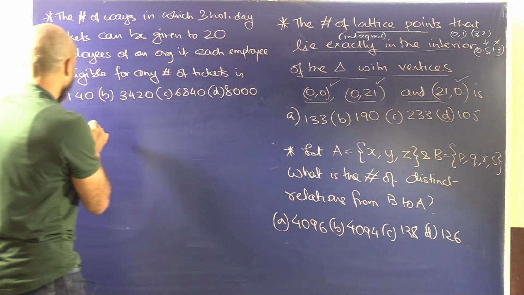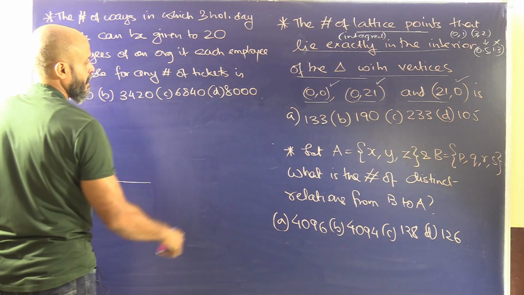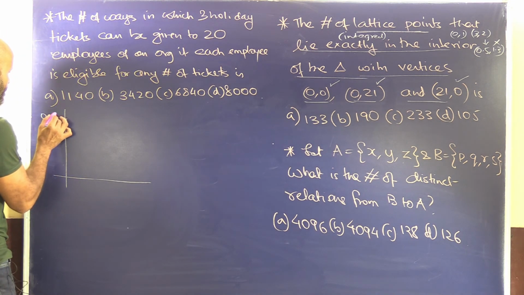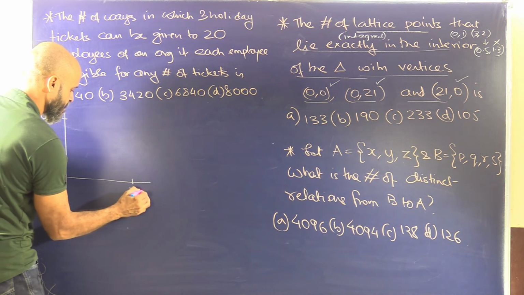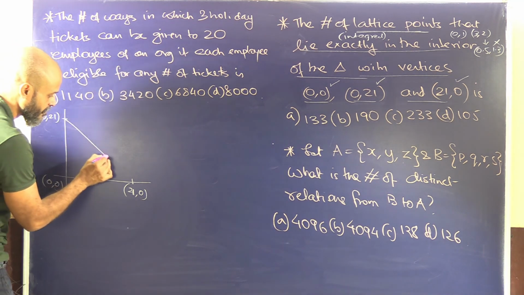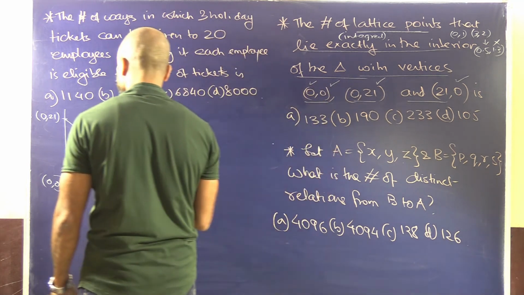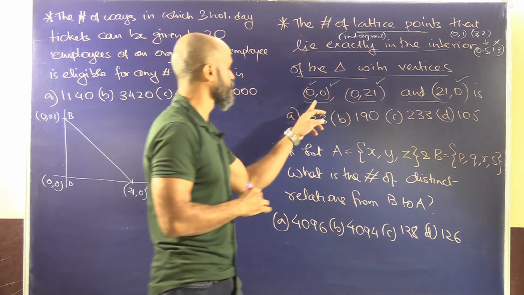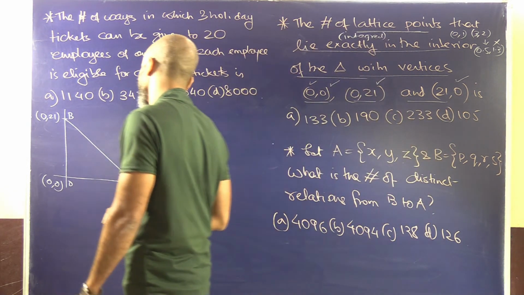So let's have a rough figure out here. Let's say I construct this: (0, 21) and (21, 0), and the third point is (0, 0). So this is how the triangle is formed. The first point (0, 0) we name O, we name this A and this B. With vertices (0, 0), (0, 21) and (21, 0), how many lattice points can be formed out here?